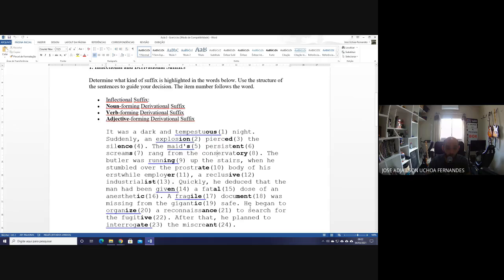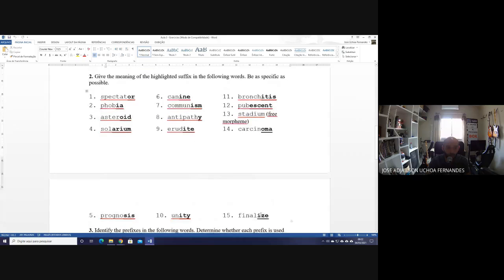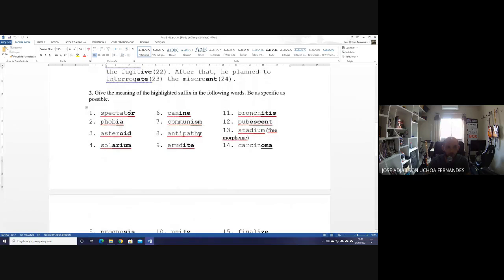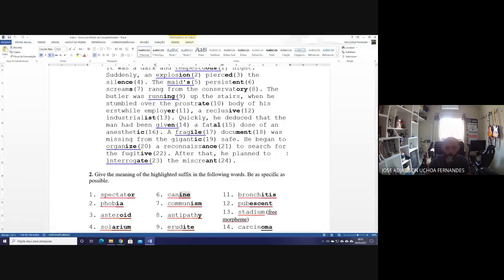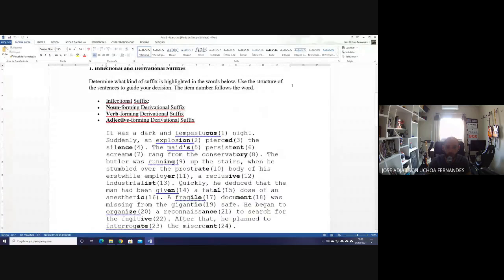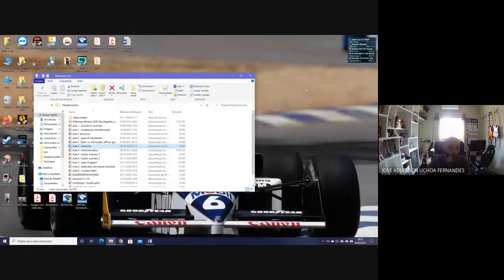And then we have a second exercise in which I want you to write down in a phrase the meaning for these suffixes here. Okay, this is a bit more difficult, but not impossible. But we can leave it for a second moment. I'll put this exercise available in our folder in Google Drive right now. And then you download and we'll try to solve together.